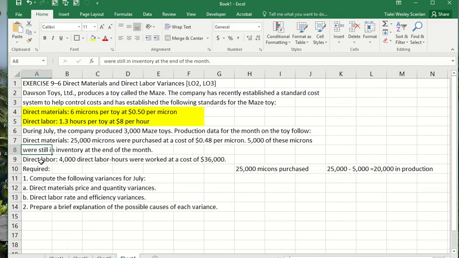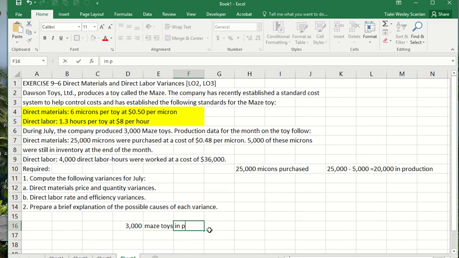Okay, so there's still an inventory. Direct labor, 4,000 direct labor hours were worked at a cost of $36,000. Compute the variances, direct materials price and quantity variance. And so, producing the 3,000 Maze toys, let's do that. 3,000 Maze toys in production. So they used 20,000 in production.